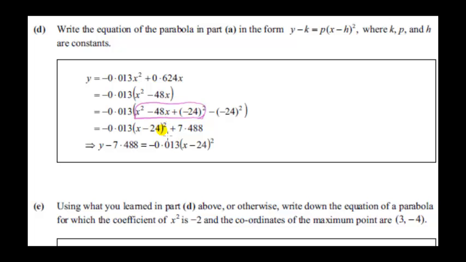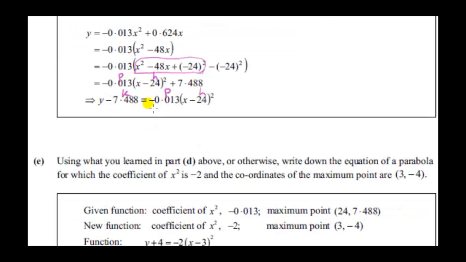So anyway, we write all of this as x minus 24 all squared, and that's multiplied by minus 0.013, and we also multiply the minus 0.013 by the term over here, of course, to get 7.488. So you see we're nearly there. This is our p in front of the bracket, x minus h is 24, as you can see. And this term here can be brought over to the other side, and it's called k. So now we have our equation in the form y minus k equals p times x minus h squared. Notice that this term here is the coefficient of x squared. The coordinates of the maximum point are 24, 7.488. That's what I'm showing over here.